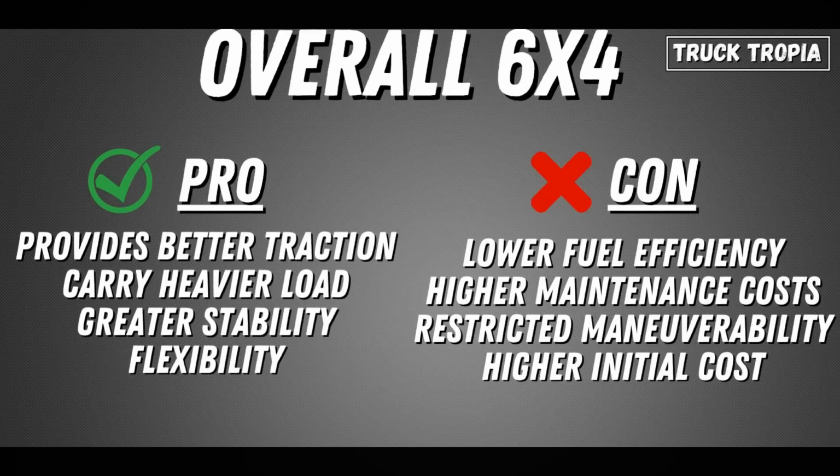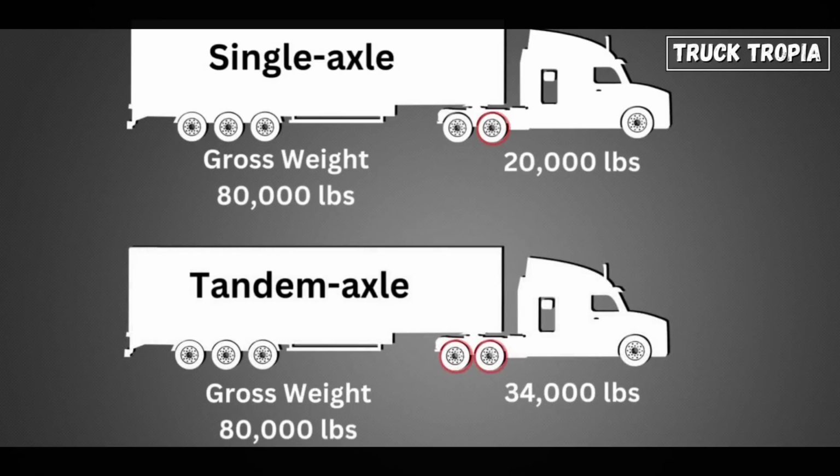Overall 6x4. The 6x4 also has many advantages and is the preferred choice in America. This is mainly due to the weight limitations of the 6x2, which is why most people choose the tandem in America.